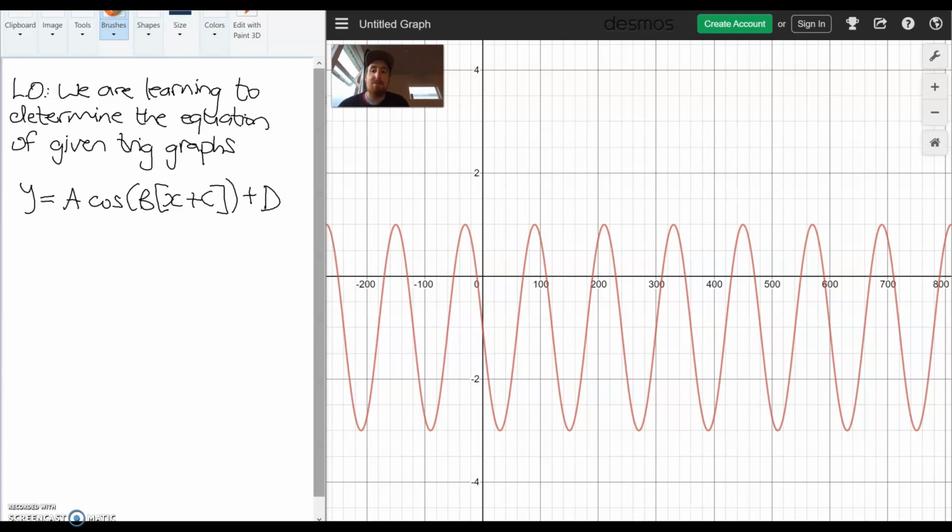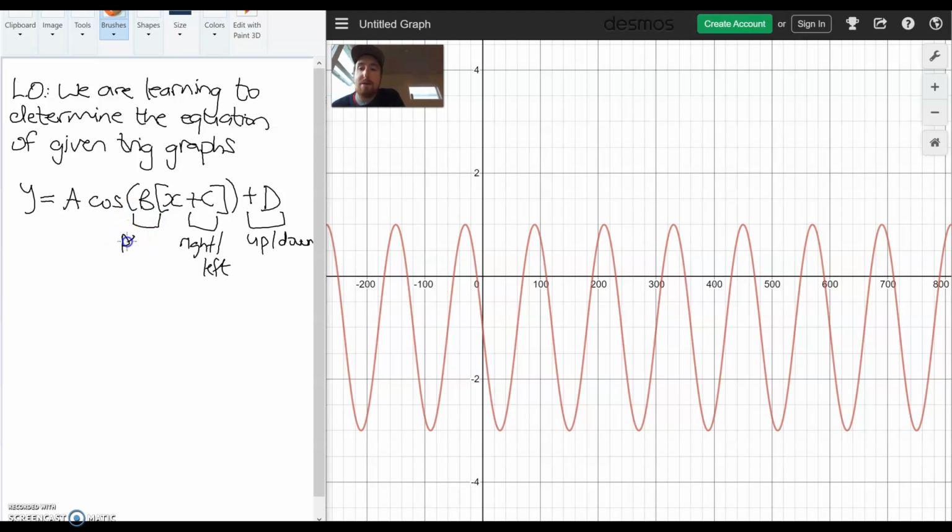The easiest one to remember was D, and D is any movement up or down from where you expect. Just a reminder, we would expect a regular trig graph to have its middle at 0. If the middle has been moved up or down, you'll be able to figure that out. C is the movement either right or left, and don't forget that's the negative value. So if it's moved across to positive 90 degrees, that means it's negative 90 for C.